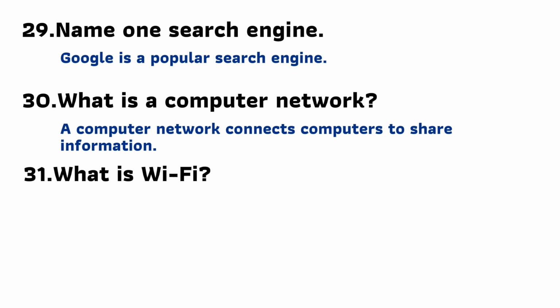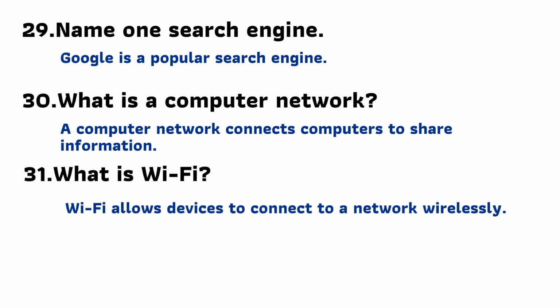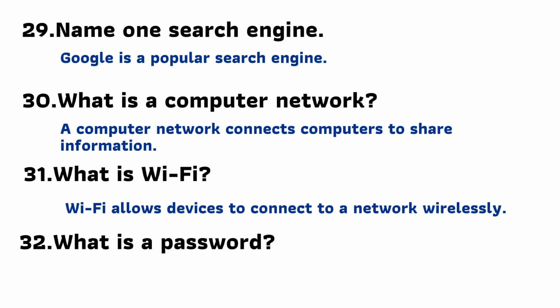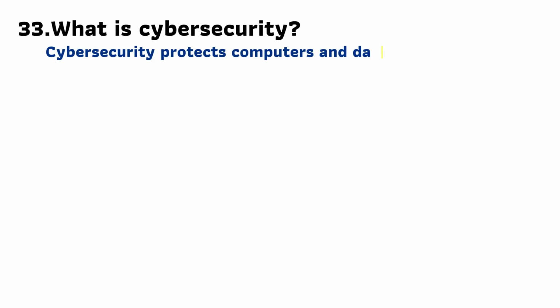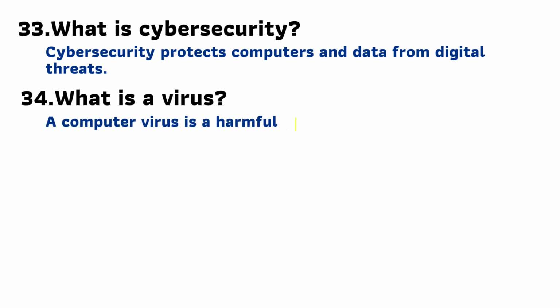What is Wi-Fi? Wi-Fi allows devices to connect to a network wirelessly. What is a password? A password helps protect accounts and information. What is cybersecurity? Cybersecurity protects computers and data from digital threats. What is a virus? A computer virus is a harmful program that can damage a system.